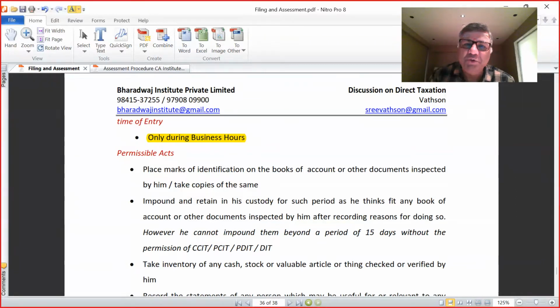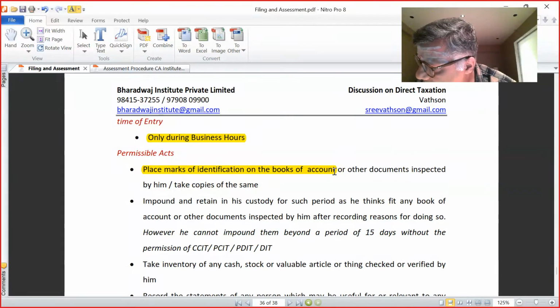What he can do: place a mark of identification on the books and documents and other information. Okay, place mark of identification. Just a mark of identification on books of accounts. Have you placed a mark of identification in books of accounts? Any one of you? Yes, sir, while vouching. While vouching, sir. Okay, then somebody else was also saying yes, sir.